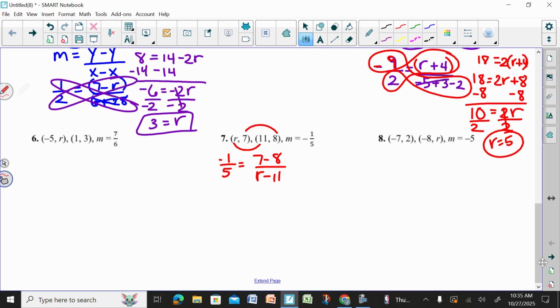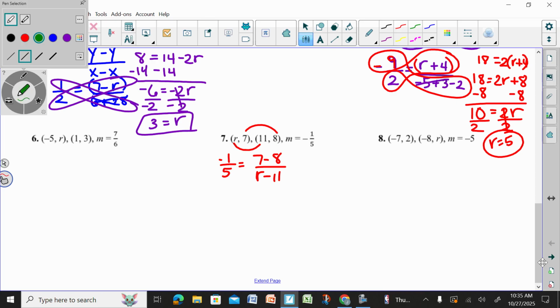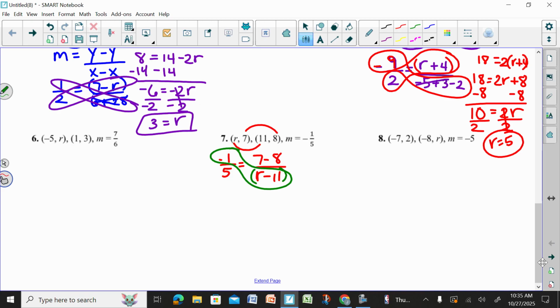We're going to cross multiply those. Again, you got to choose where that negative goes. I'm going to put it with the negative 1. Probably could have done the 5. That's okay. Negative 1 times r minus 11. 7 take away 8 is really a negative 1. So I'm going to do 5 times negative 1 as well. 5 times negative 1 is negative 5. And then I have negative 1 times r minus 11. Write that down. Distribute the negative 1 through. Negative 5 equals negative 1r plus 11. Probably could have got rid of that negative with the 5, but I didn't plan accordingly.